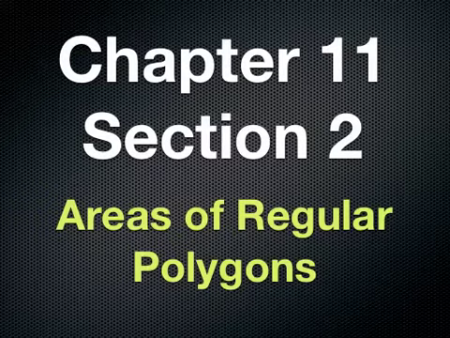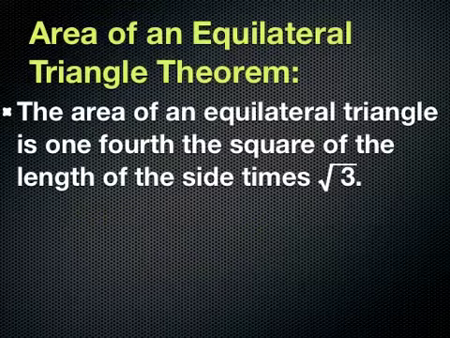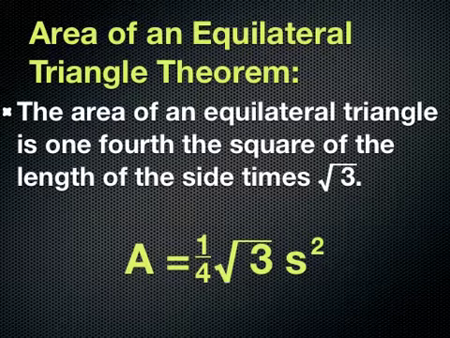Chapter 11, Section 2, Areas of Regular Polygons. The area of an equilateral triangle theorem states that the area of an equilateral triangle is 1/4 the square of the length of the side times the square root of 3. Here I have A equals 1/4 the square root of 3 times s squared.